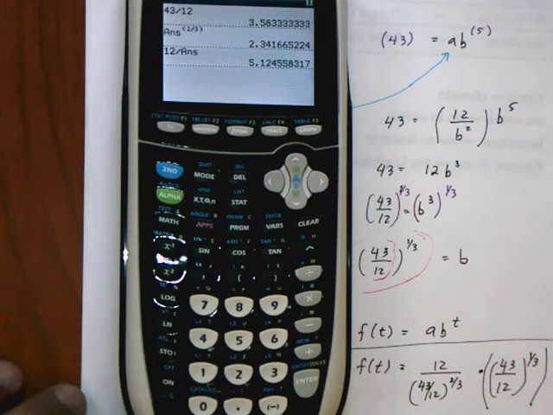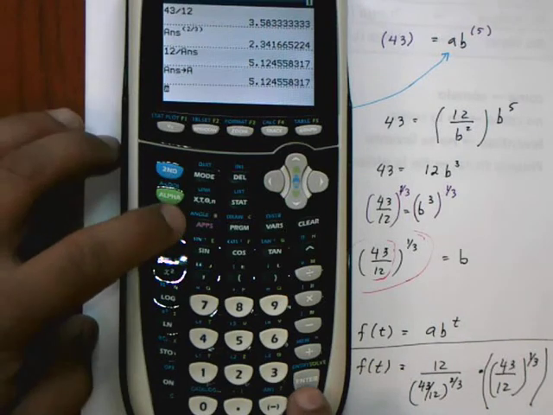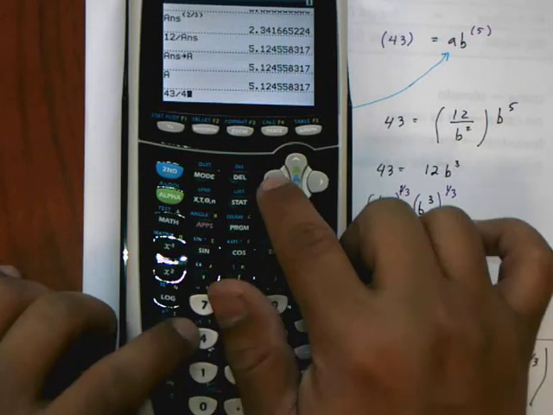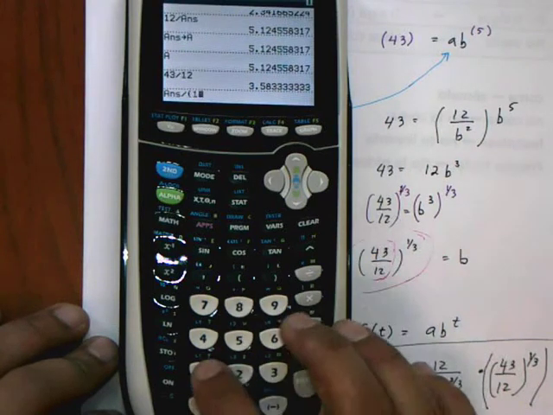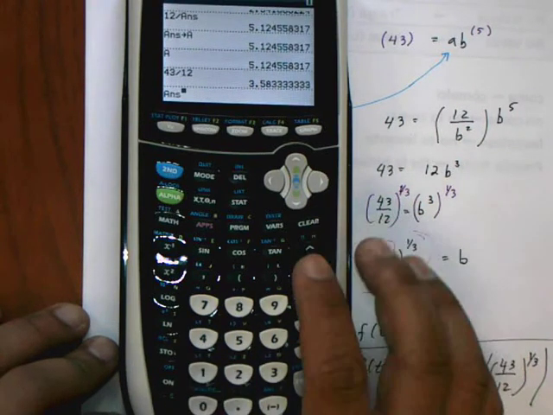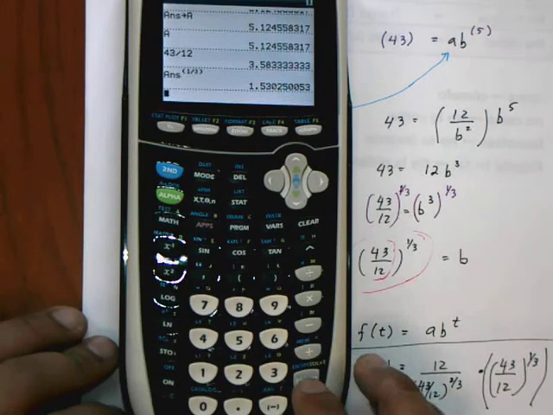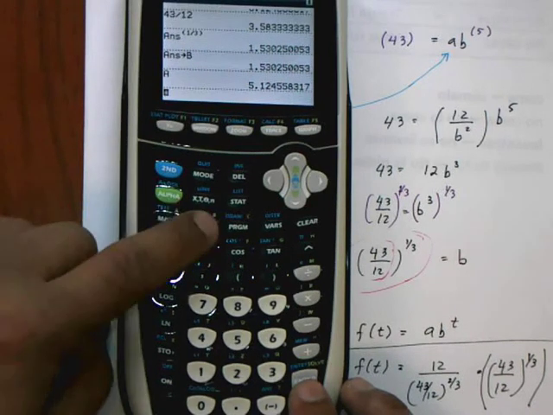And then I'm going to store it in a variable. So you see this key here, STO, and alpha A. So now whenever I type A, I know that it's this value here. It's converted to an irrational decimal there, but that's fine. It's still the same thing as this. Then I'm going to do the same thing for B: 43 over 12 raised to the 1/3 power. And we're going to store that in B. So I know that this is A, this is B.